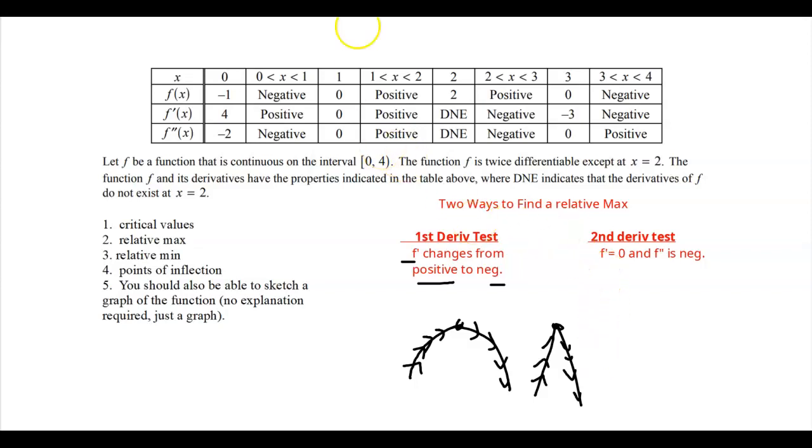So where on our chart does it seem like the slope is changing from positive to negative? Positive, positive, 0, positive, does not exist, negative. Oh, there's a change right there. So we're changing from positive to negative right here at x equals 2. Now the question here is asking us to find the relative maximum. Well, that would be the y value. So the y value at that point is 2.